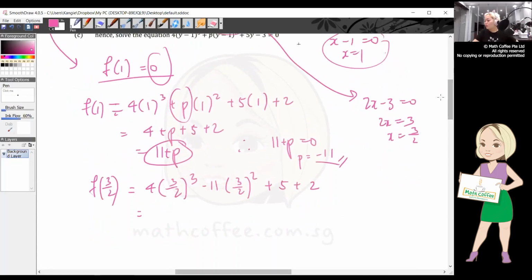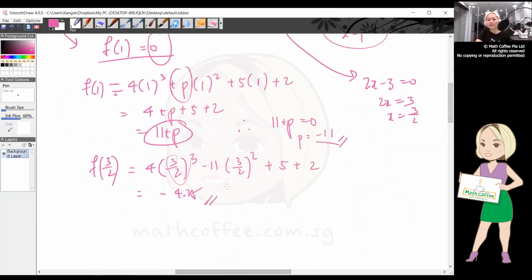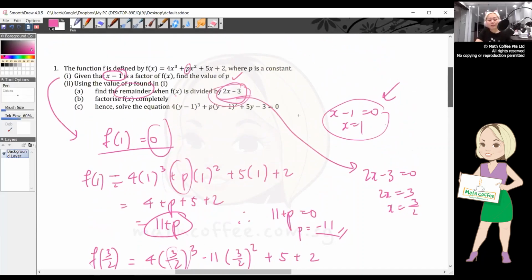Okay, then I will get the calculator for 1.5. Just to let you know, actually 3 over 2, sometimes when I key in the calculator, very troublesome, right? Because fractions are difficult to press. So I'll just key 1.5 because I know it's the same value. So I key 1.5 cubed minus 11 times 1.5 squared plus 5 plus 2, and I get minus 4.25. So that will be the remainder when it's divided by 2x minus 3, and that's the answer for part 2a.